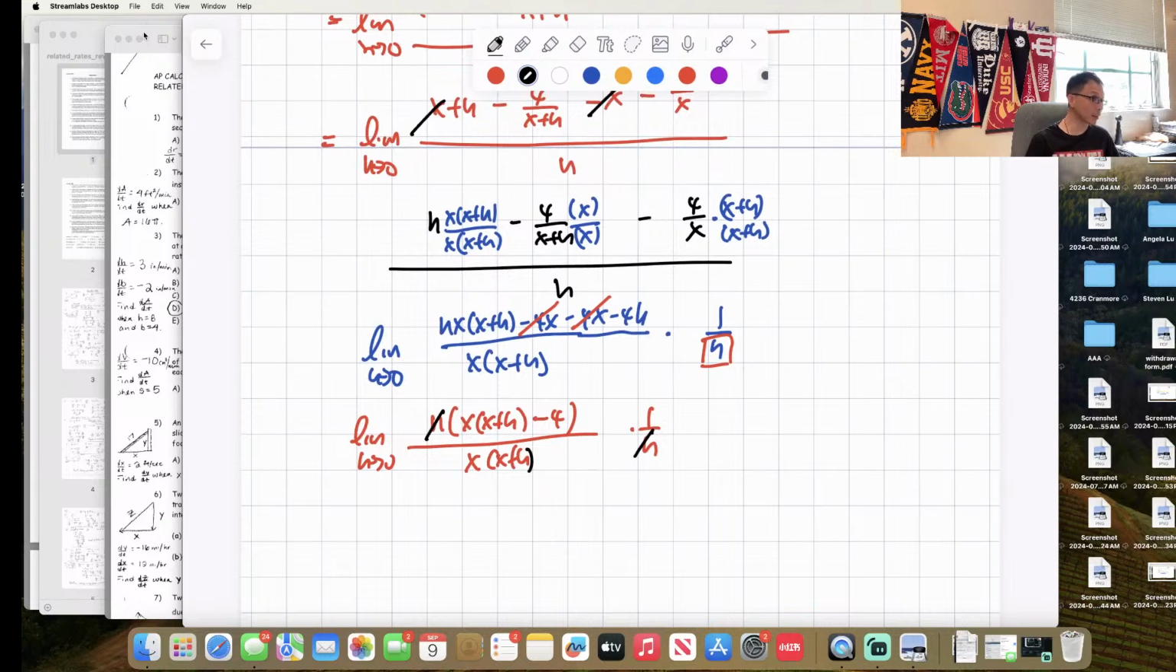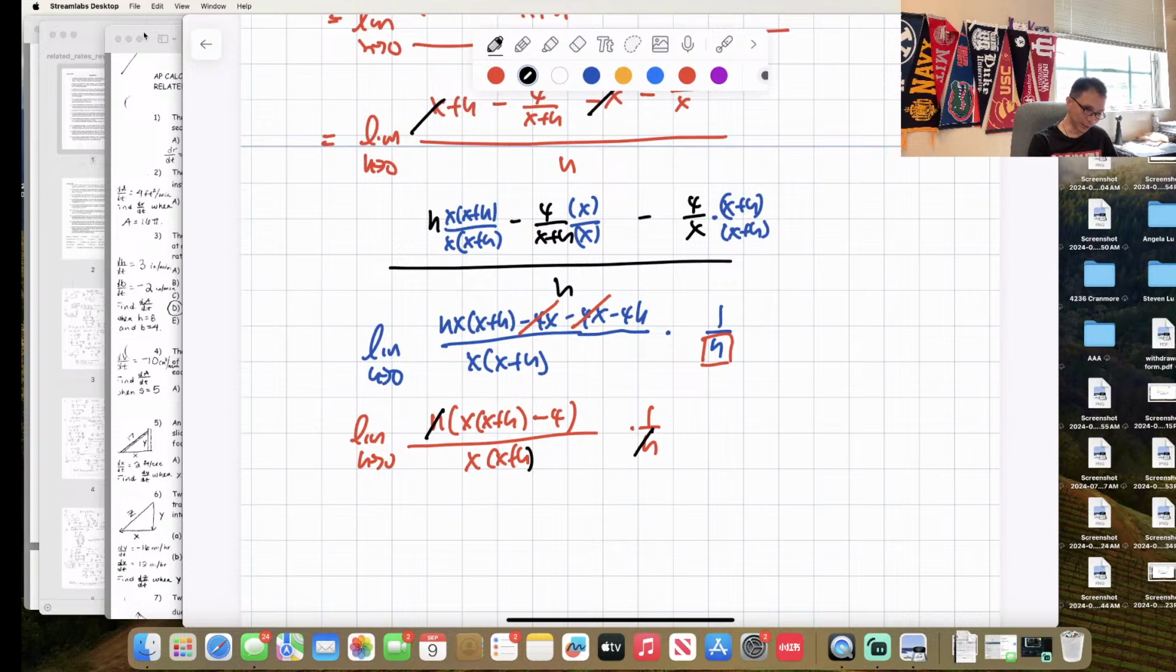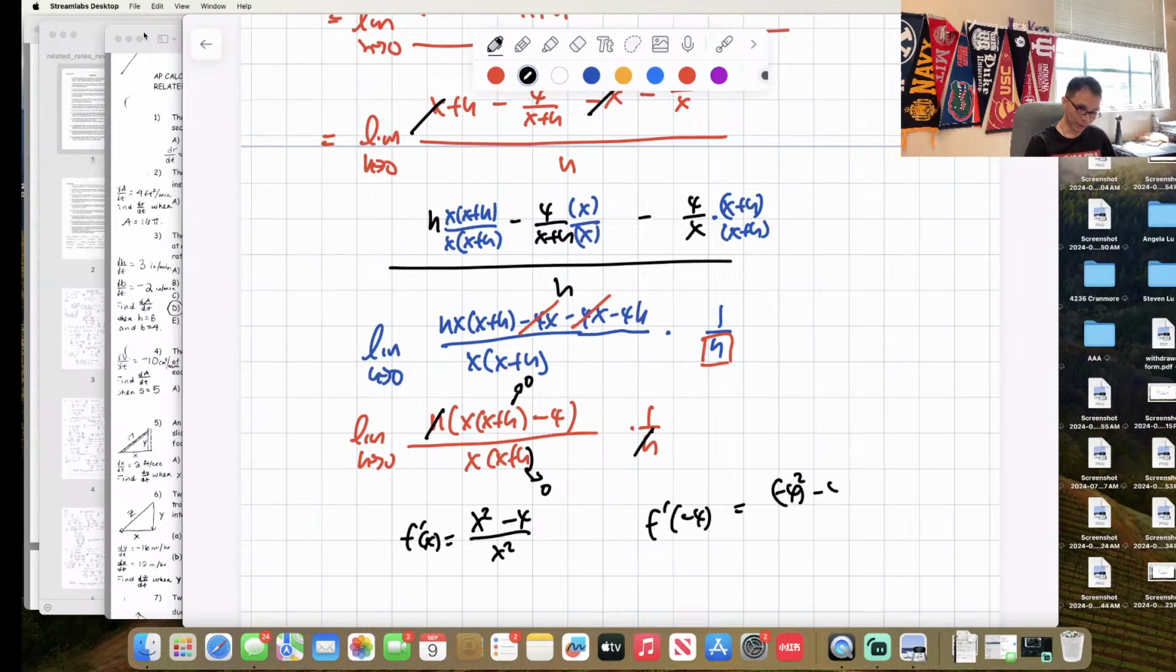And I'm glad that Bennett said he didn't know what to do on the last step. All you have to do is plug in h equal to 0. So if h is equal to 0, this is going to go to 0, and this is going to go to 0. So it'll be (x squared minus 4) over x squared. So that is f prime of x. And then if you plug in -4, it's going to be (-4 squared minus 4) over -4 squared. That is equal to 3 over 4.